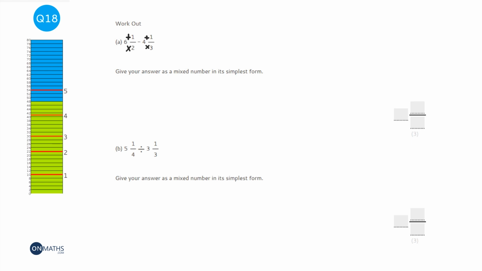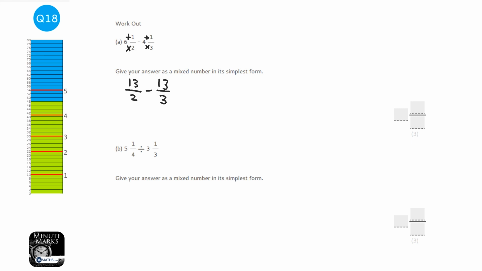So I'm going to do 6 times 2, which is 12, plus the 1 at the top, which is 13. And it's going to be over 2. Then I'm going to do 4 times 3, which is 12, add to the top, which is also 13, this time over 3.